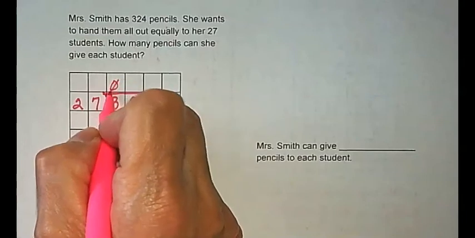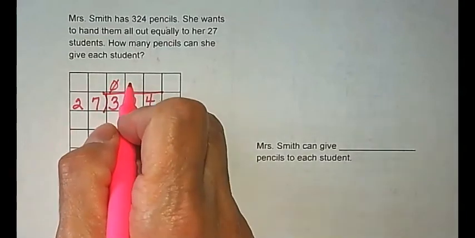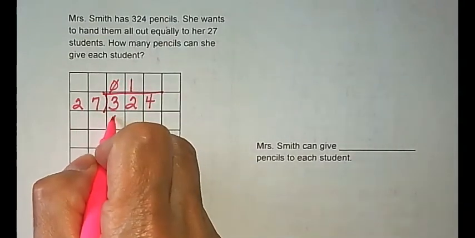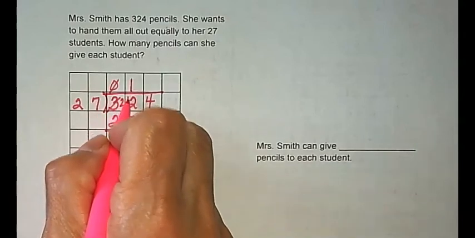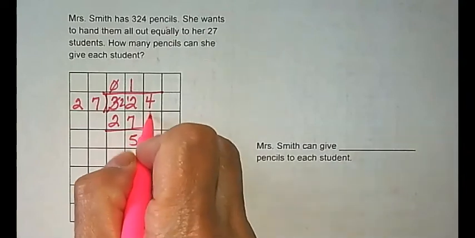27 won't divide into 3, but 27 divides into 32 only one time. We can only take 27 out of 32 once. We subtract here, and we get 5. Bring down our 4.